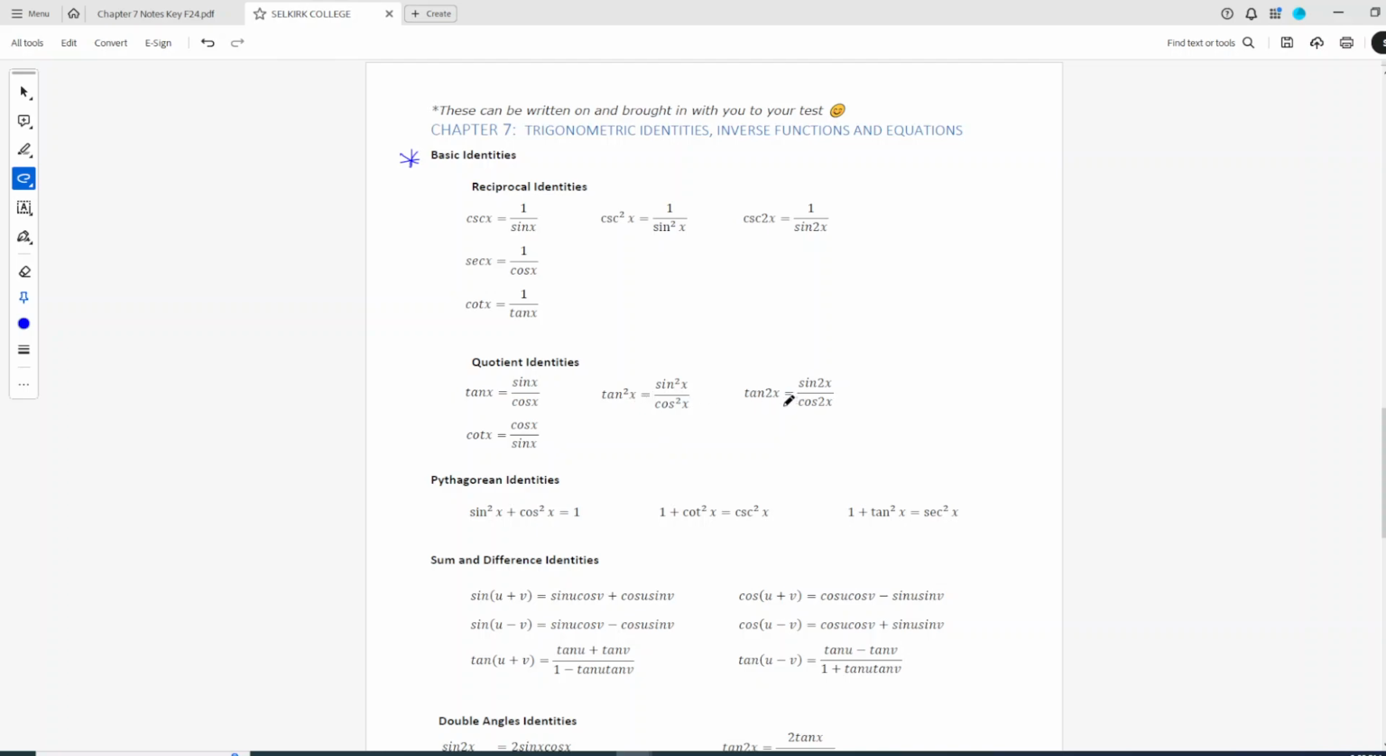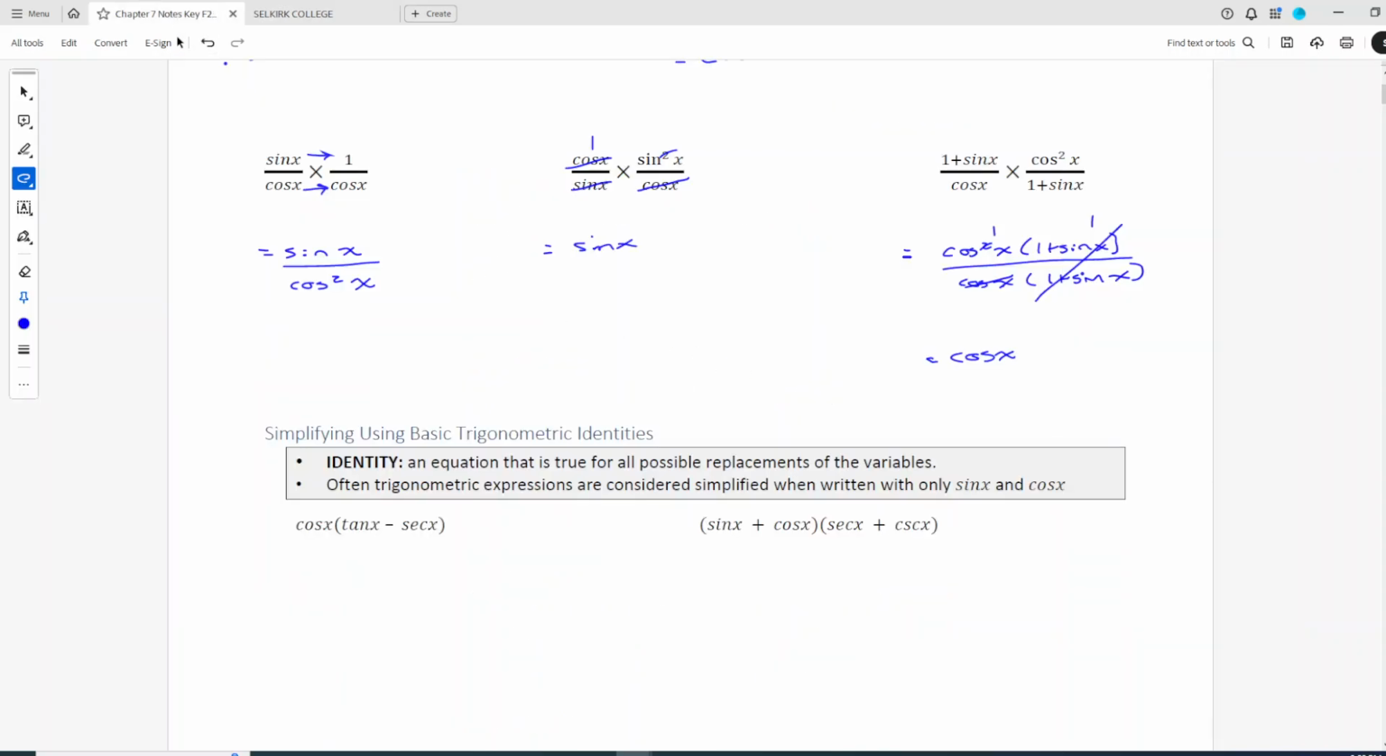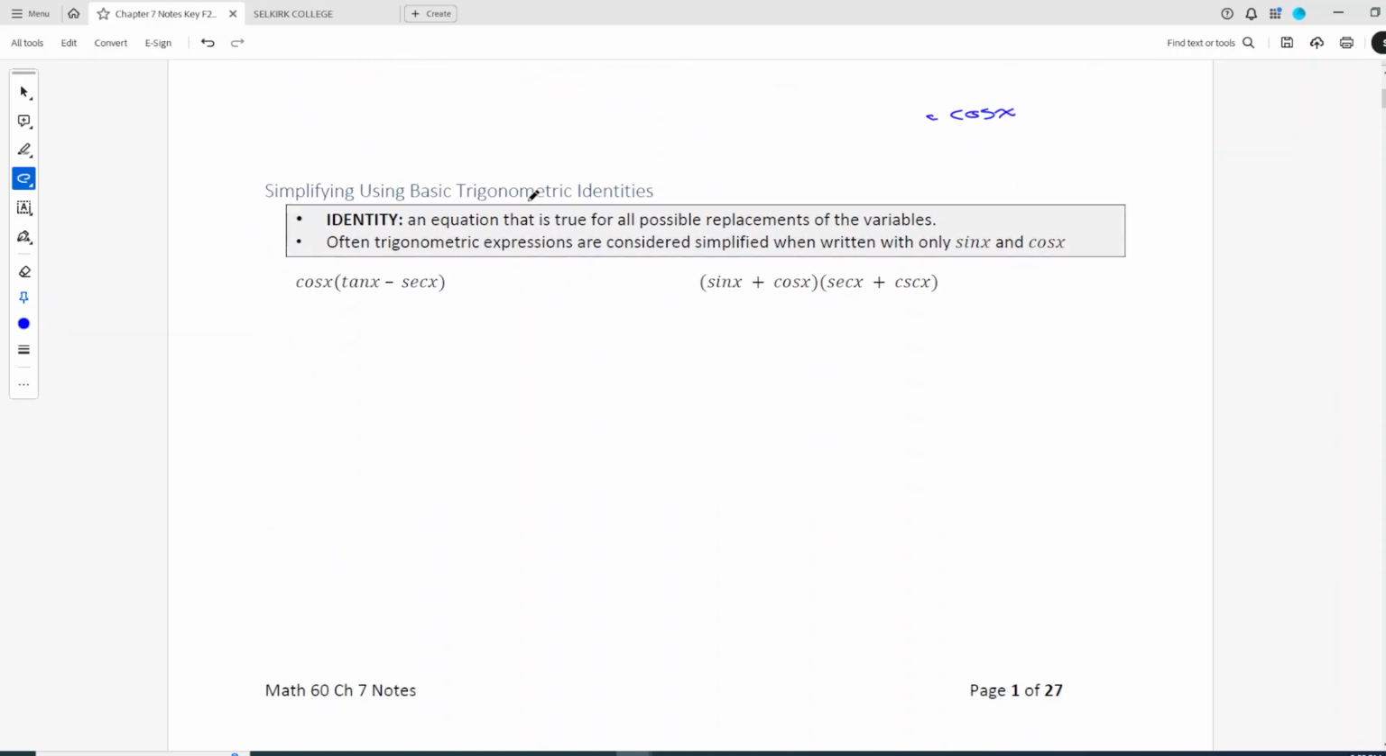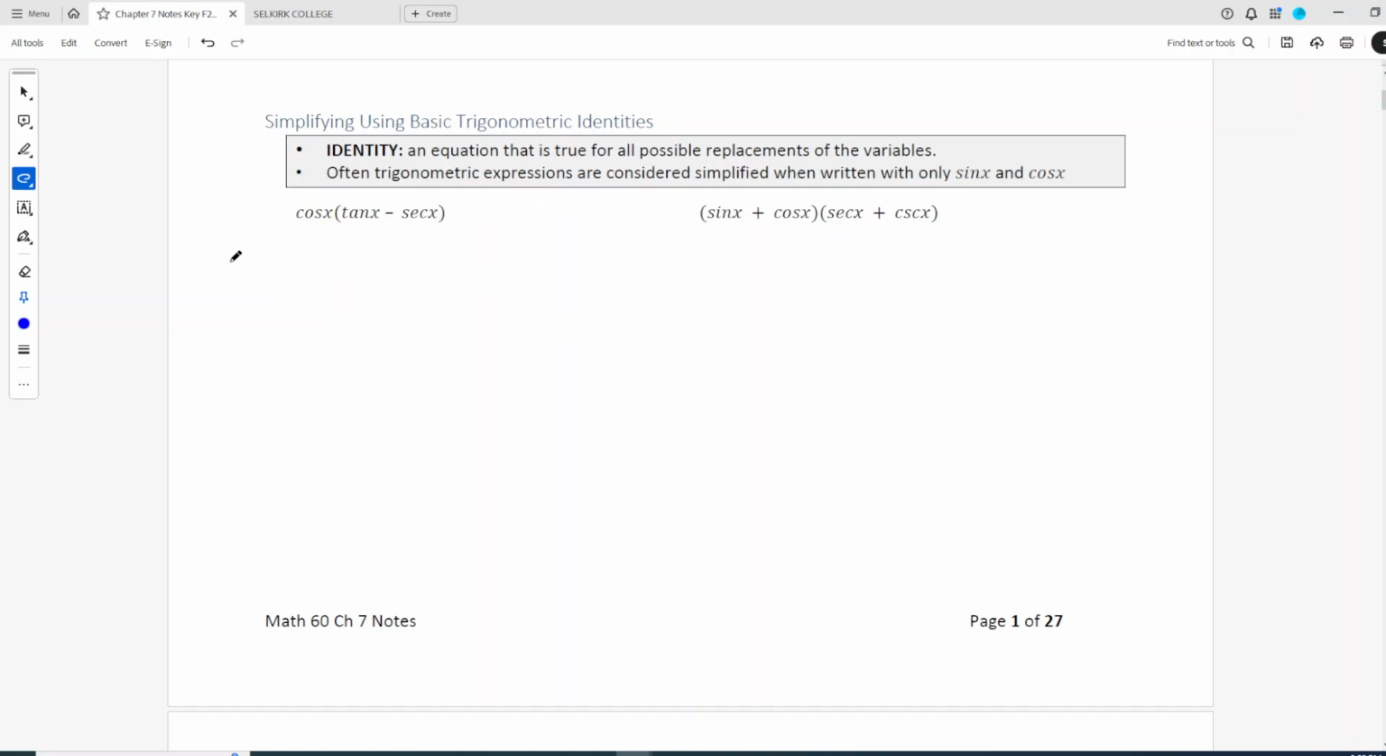So what we're going to do is use these to allow us to simplify these expressions further. For these ones, we literally just multiplied and then we were done. But these ones, what we're going to do is change everything into sines and cosines to see if anything will simplify. So for example, tan x is the quotient of sine x over cos x. So again, we're changing everything into sines and cosines. And then secant x is the reciprocal identity of 1 over cos x.